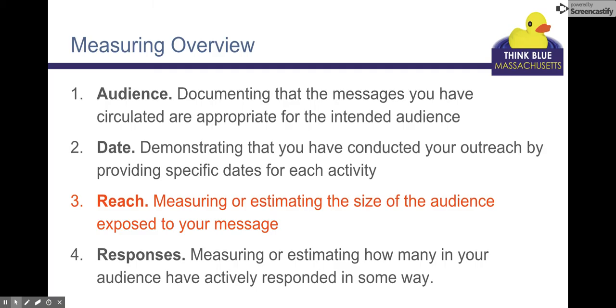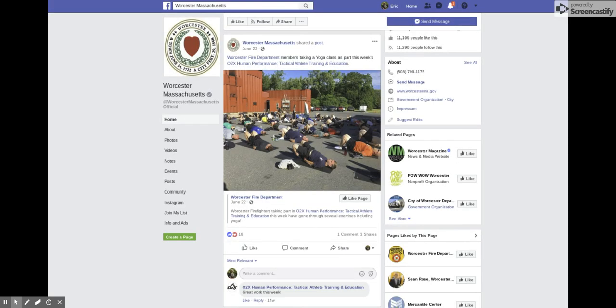The next thing to measure is the reach, and that means measuring or estimating the size of the audience that's exposed to your message. And here we are back again on the Worcester, Massachusetts Facebook page. How would they do that? It's right up here in the top right. You've got 11,166 people that like this page and 11,290 people that follow the page. What's the difference between like and follow? I'm not sure, and it doesn't really matter. They can just pick the bigger number.